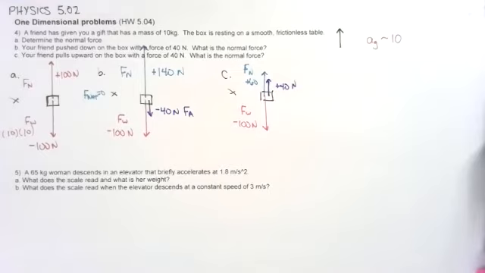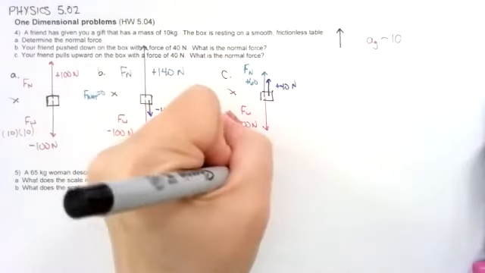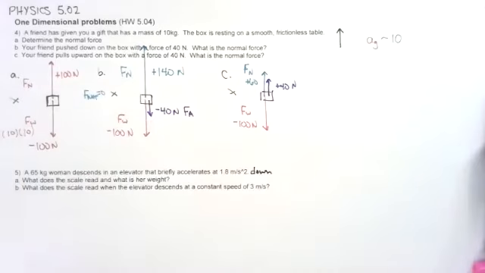All right, so let's move on to problem number 5. A 65-kilogram woman descends in an elevator that briefly accelerates at 1.8 meters per second squared. I left something off here. This should say down. Like, I don't have enough information to solve this problem. What does the scale read and what is her weight?